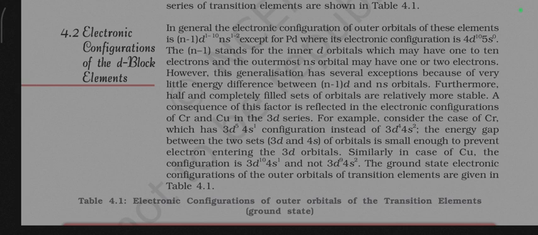Consider the case of chromium, which has 3d5 4s1 configuration instead of 3d4 4s2. The energy gap between the two sets of 3d and 4s orbitals is small enough to prevent electrons entering the 3d orbitals. Similarly, in case of copper, the configuration is 3d10 4s1 and not 3d9 4s2. The ground state electronic configurations of outer orbitals of transition elements are given in Table 4.1.